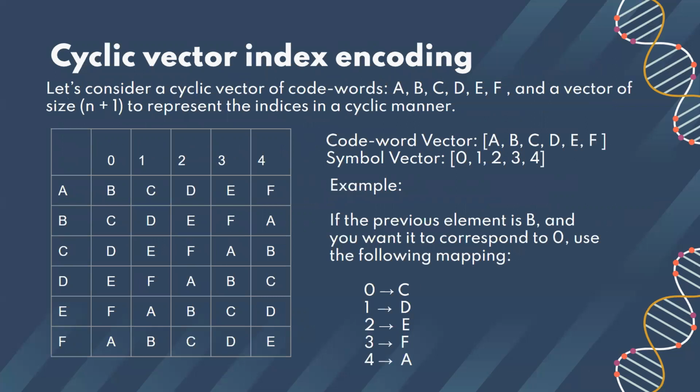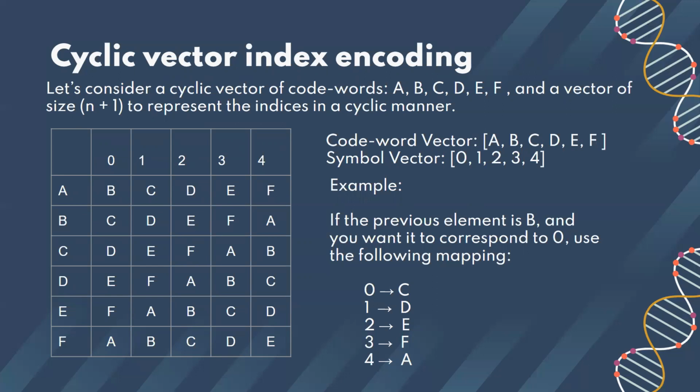So here is the method that we are using for making the mapping table, and it's known as cyclic vector index encoding. Let's suppose we have a code word vector A B C D E F and a symbol vector 0 to 4. So we have these code words, and the symbols that we have to represent are 0, 1, 2, 3, and 4. We are going to make a table as shown here, that will start from A.